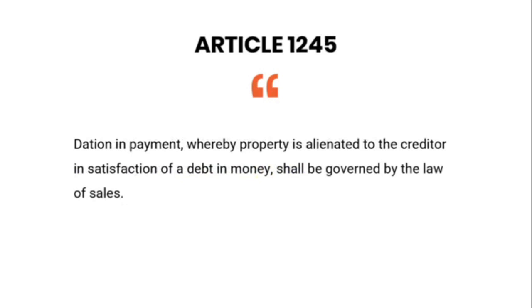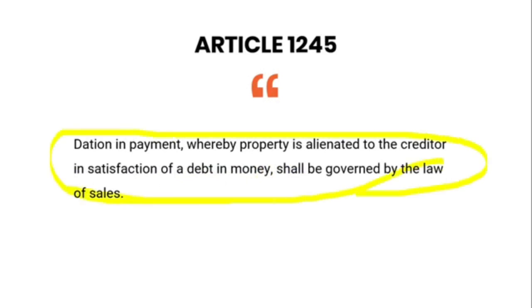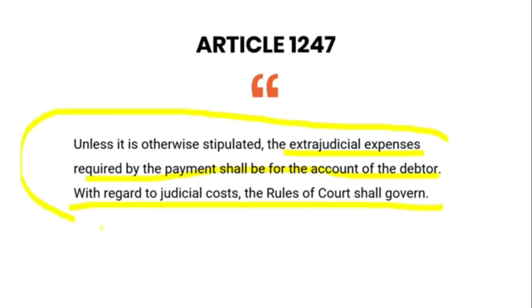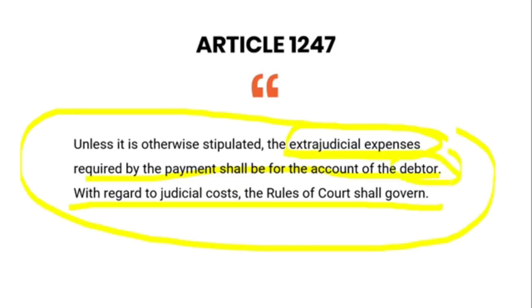Next, Article 1245. So, this is dacion. We will tackle this in detail pagdating ng next video, kasi special mode of payment. Okay? So, next, Article 1247. Unless it is otherwise stipulated, the extrajudicial expenses required by the payment shall be for the account of the debtor. With regard to judicial costs, the rules of court shall govern. So, extrajudicial costs, ang general rule, ang magbe-bear ay si debtor. Pero may pwedeng magkaroon ng stipulation na si creditor. Kapag walang nabanggit, si debtor ang magbe-bear ng extrajudicial expenses. Huwag na natin pag-usapan dito kung ano ang extrajudicial expenses.